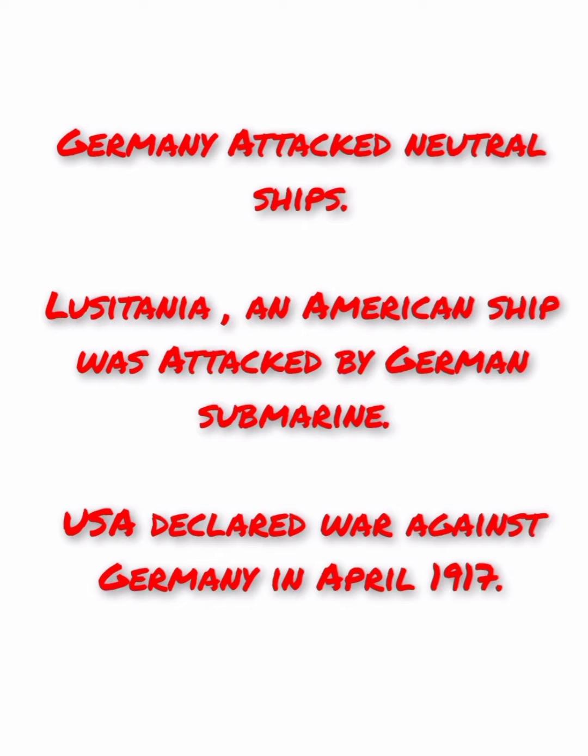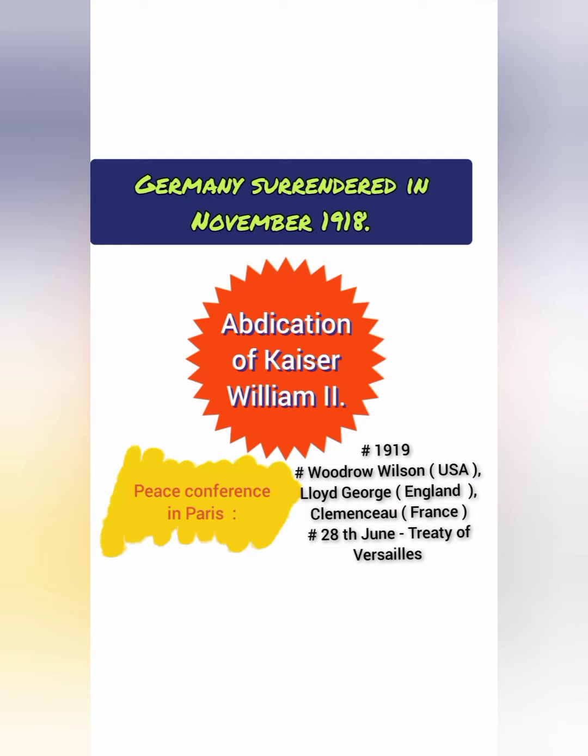There was a lot of resentment in the United States of America, and President Wilson declared war against Germany in April 1917. America's entry with its lot of resources made Allied victory a certain one. Germany ultimately surrendered in November 1918. Germany was forced to accept harsh terms by the political situation at home with the abdication of Kaiser William II.